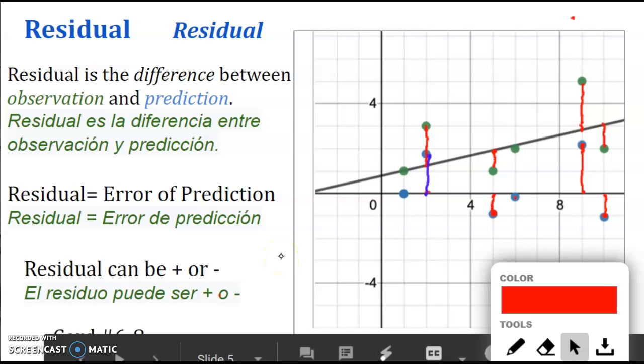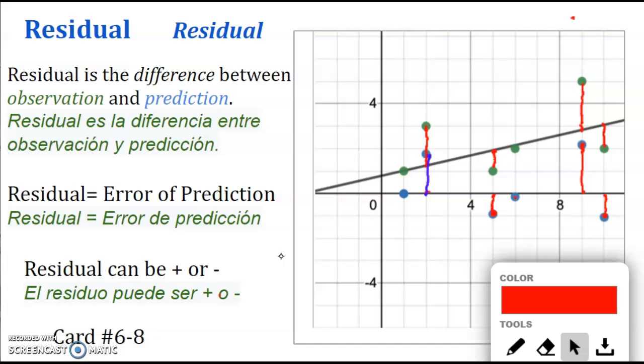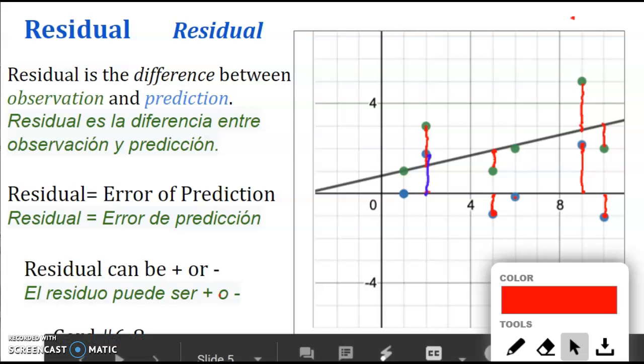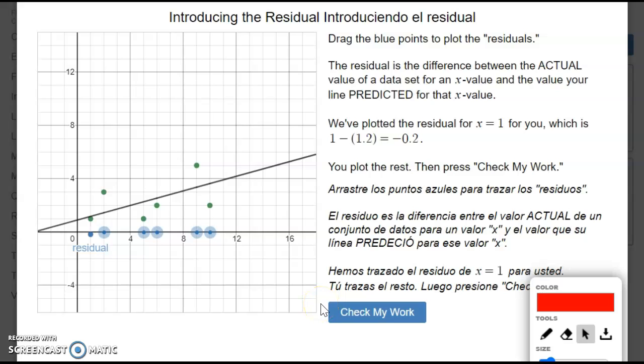And you are going to continue with card numbers 6, 7, and 8. Okay, so please pause the video and try to follow this. This is card number 6, and it says introducing residual and drag the blue points to plot the residual. So the first one has been done for me.